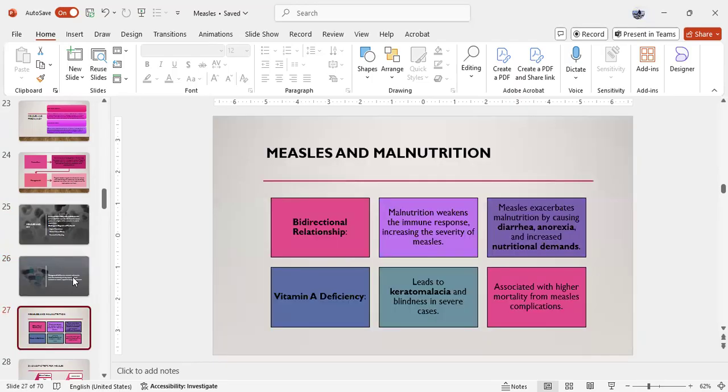Measles and malnutrition. There is bidirectional relationship between measles and malnutrition. Malnutrition weakens the immune response, increasing the severity of measles, and then measles exacerbates malnutrition by causing diarrhea, anorexia, and increased nutritional demand. Vitamin A deficiency typically presents with measles. This leads to keratomalacia and blindness in severe cases. This is associated with high mortality from measles complications.